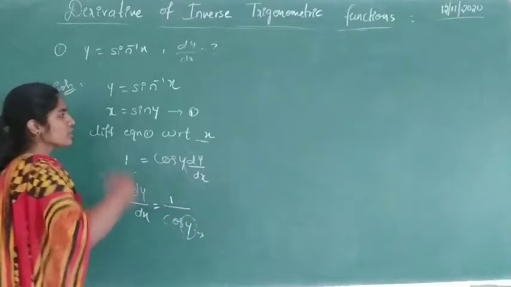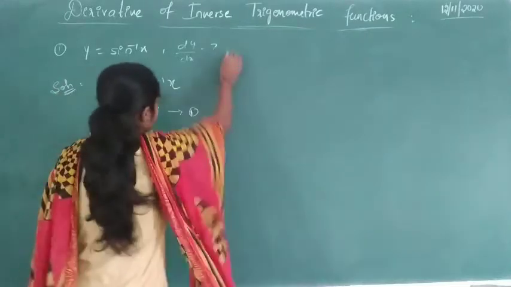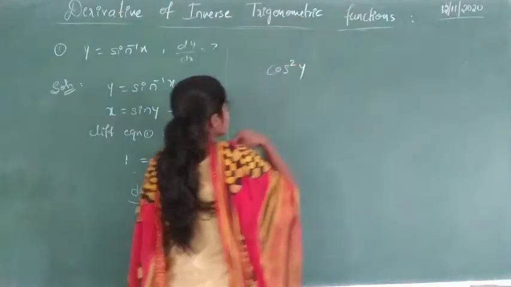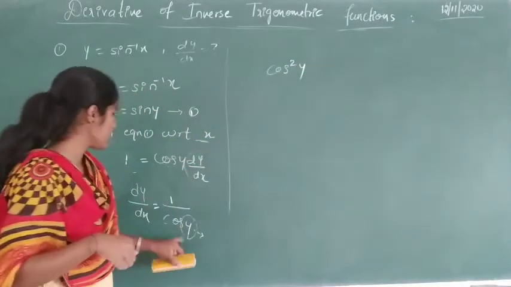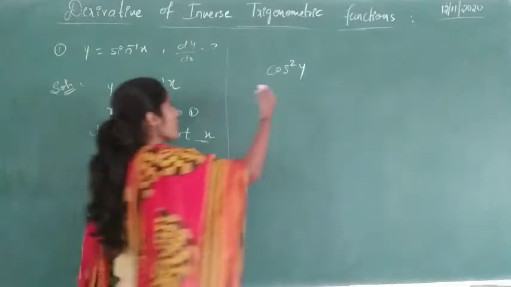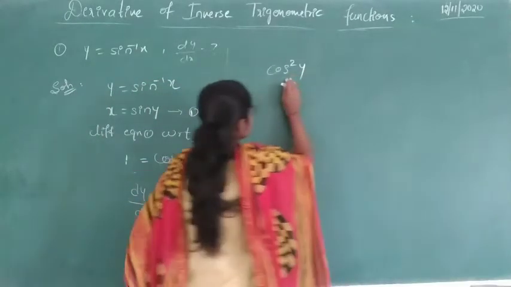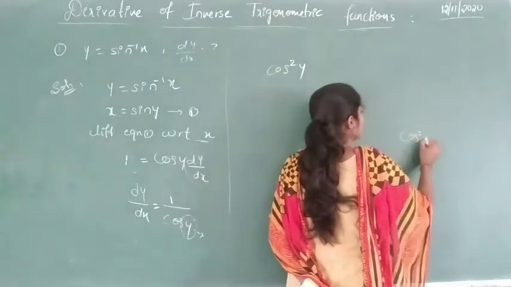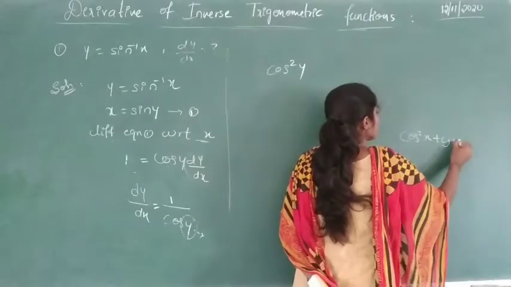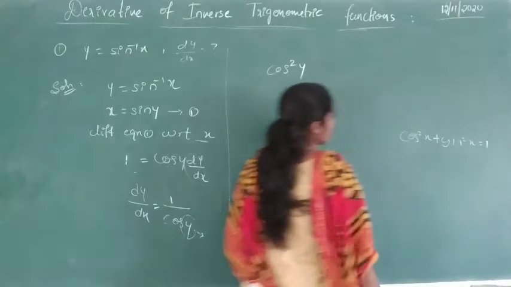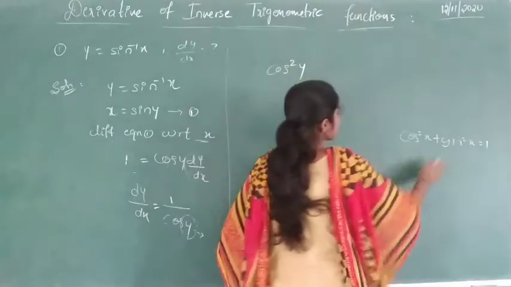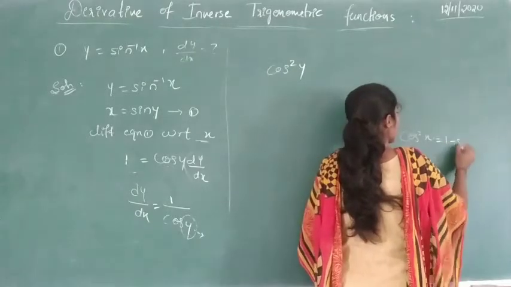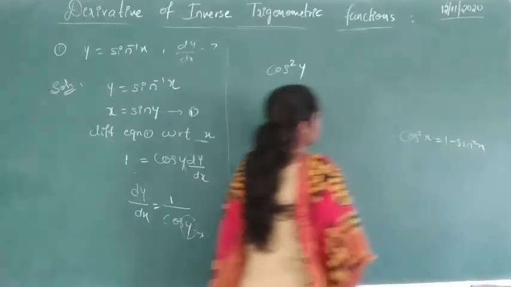Observe here. Take cos y and square it, that is cos square y. See how we get cos square y. I know the trigonometric identity cos square x plus sin square x is equal to 1. Isn't it? Cos square x plus sin square x is equal to 1 means cos square x is equal to 1 minus sin square x. I will get that.